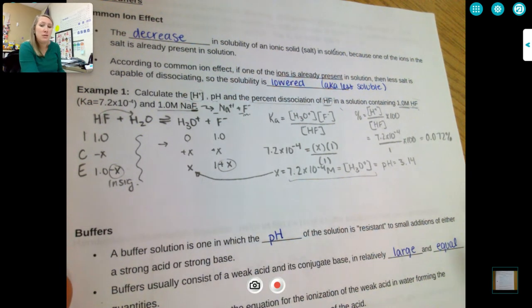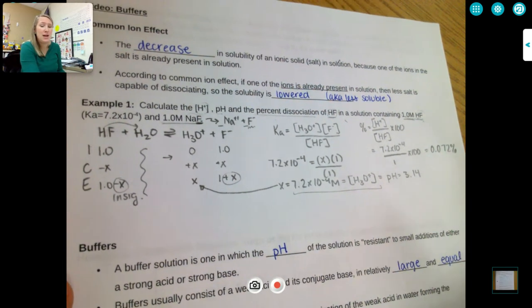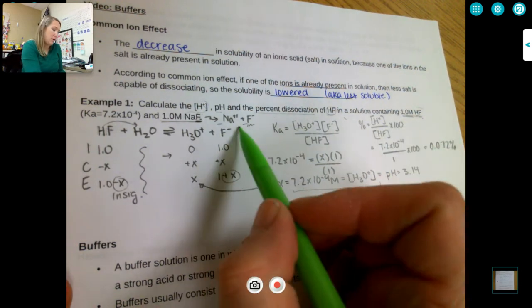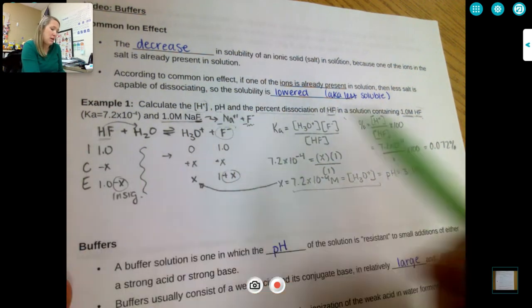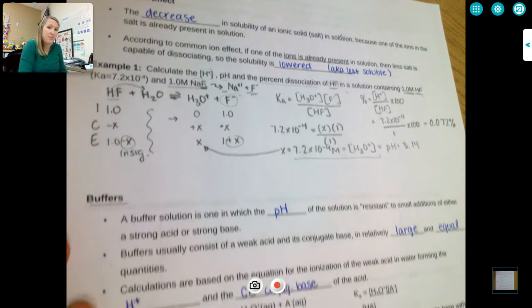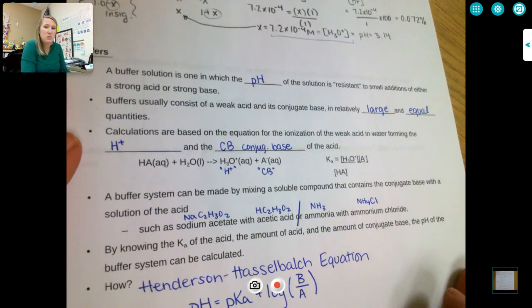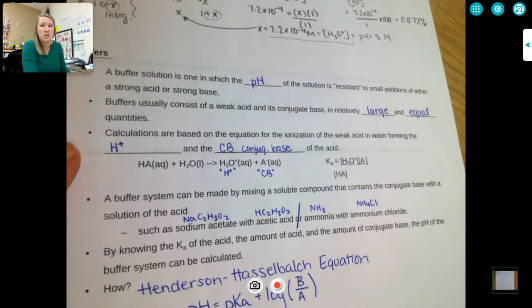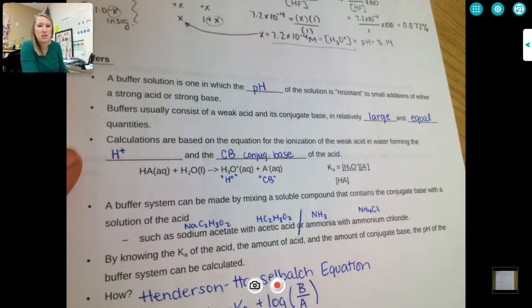Well, another name for what we have here besides just a common ion of our fluoride ion with our HF is we can also say that we have a buffer solution. So a buffer solution is one in which the pH of the solution is resistant to small additions of either a strong acid or a strong base. Buffers usually consist of a weak acid and its conjugate base in relatively large and equal quantities.